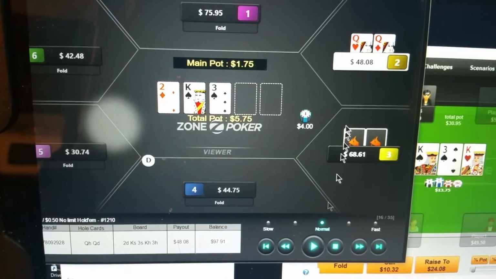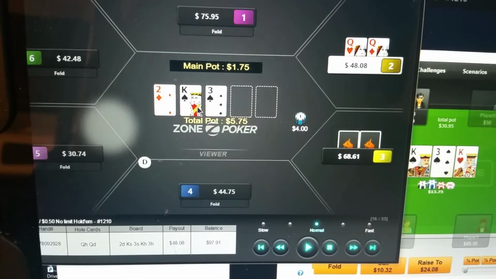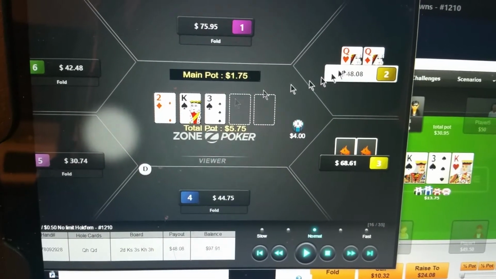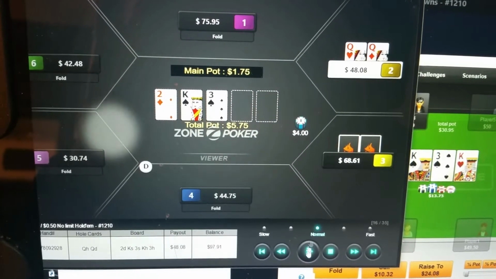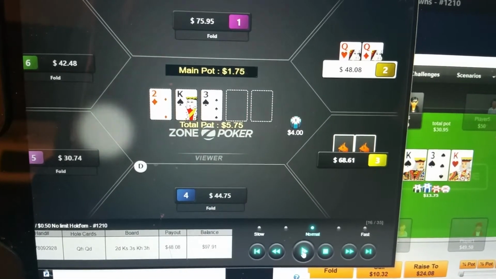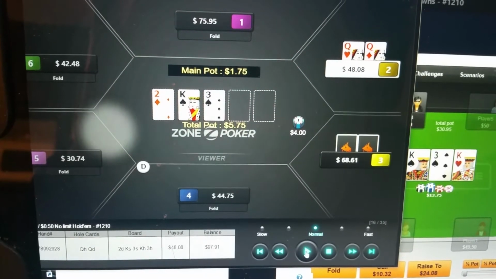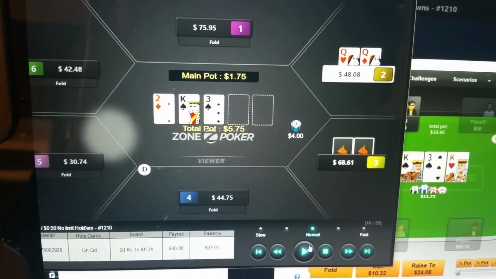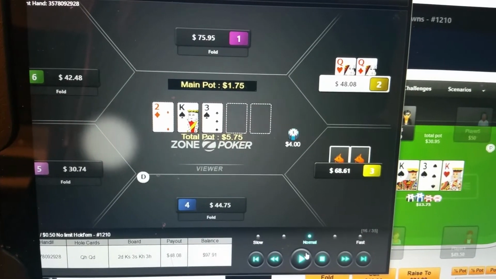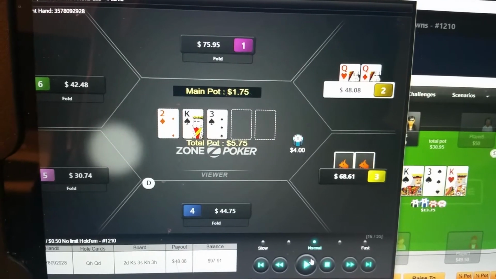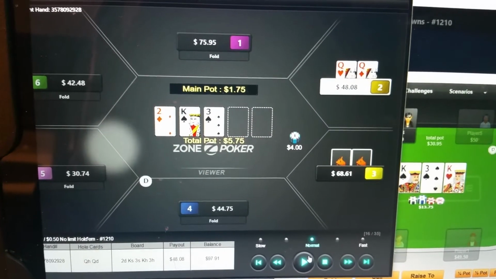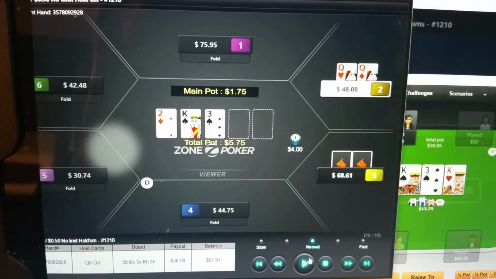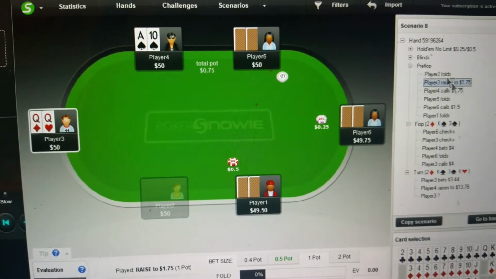And here Poker Snowy says with this one overcard, I should bet quarter pot. So I shouldn't check here on the flop. I should bet this medium strength hand because it's very unlikely that somebody else had a king and I could represent the king. So for some reason Snowy wants me to bet quarter pot. See, this is what Snowy wants.